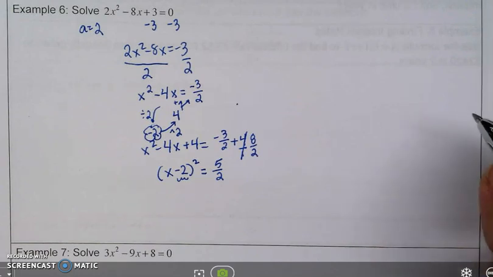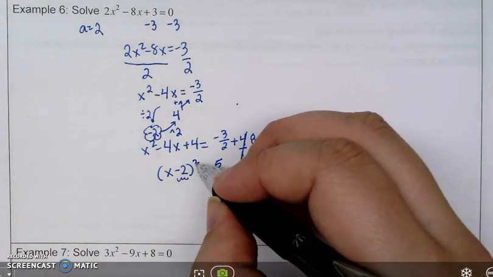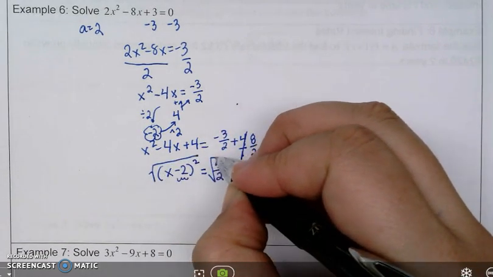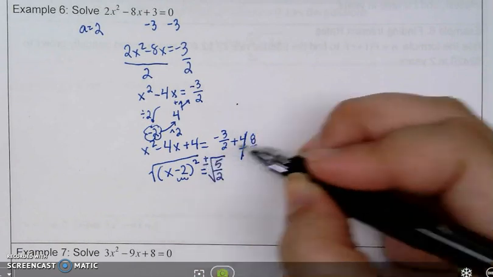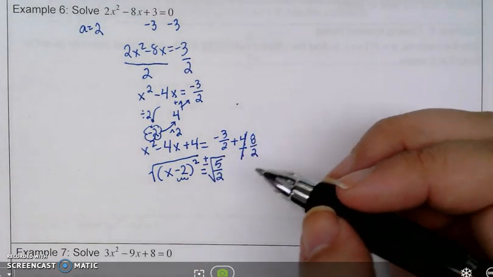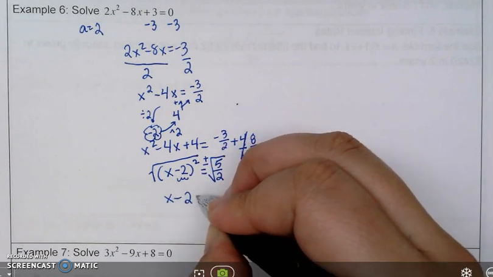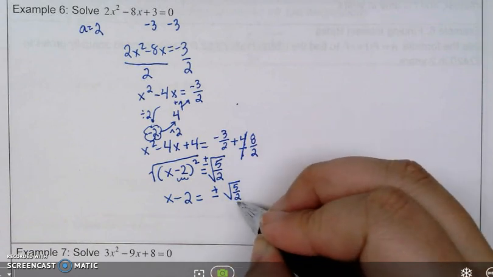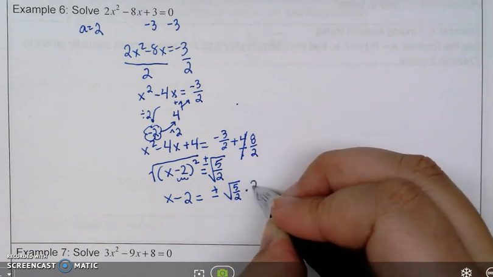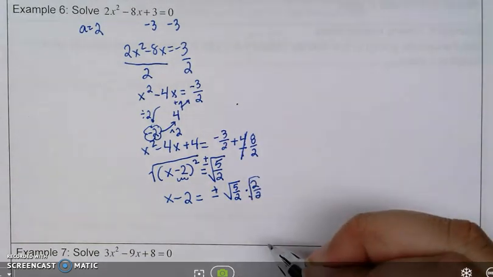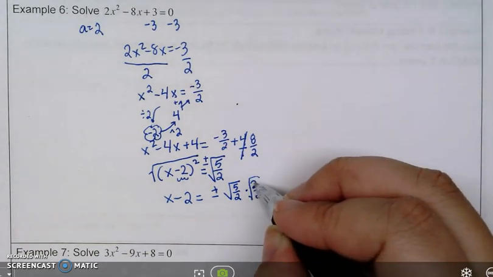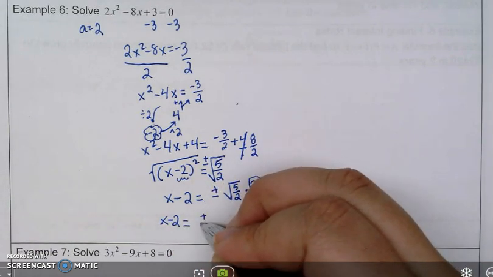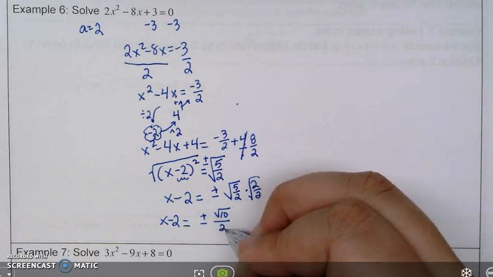And now this looks like what we did a couple classes ago, where we have something squared equals a constant, and we can take the square root of both sides. But when we do that, we need to use the square root property to put the plus and minus. So looking at the left-hand side, we have x minus 2 equals plus or minus the square root of 5 halves. We don't like to leave radicals in the denominator, so I'm going to multiply that by the square root of 2 over 2. This is the same as the square root of 2 divided by the square root of 2. So I get x minus 2 equals plus or minus the square root of 10 over 2.